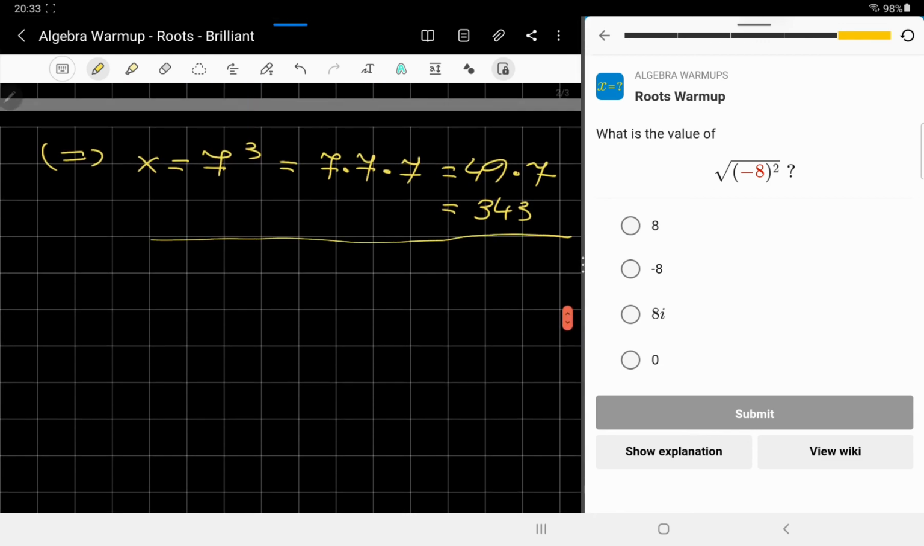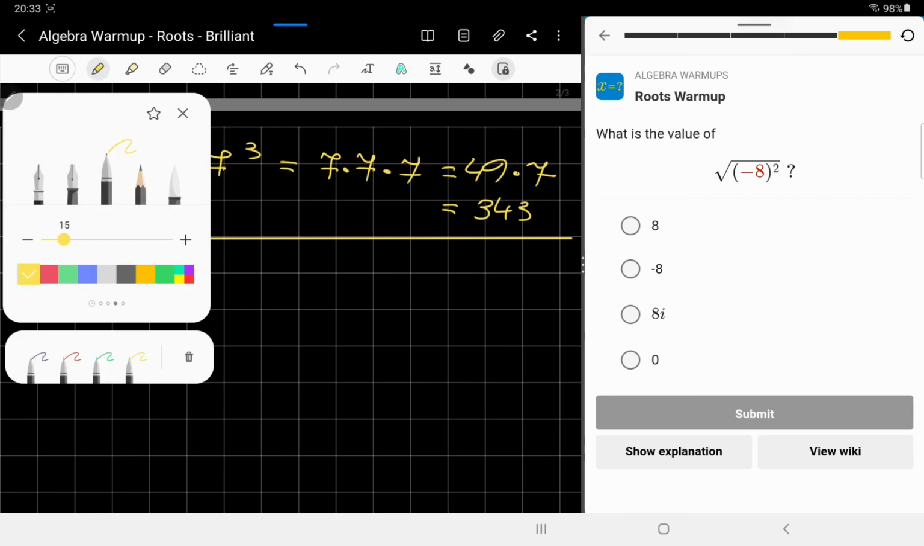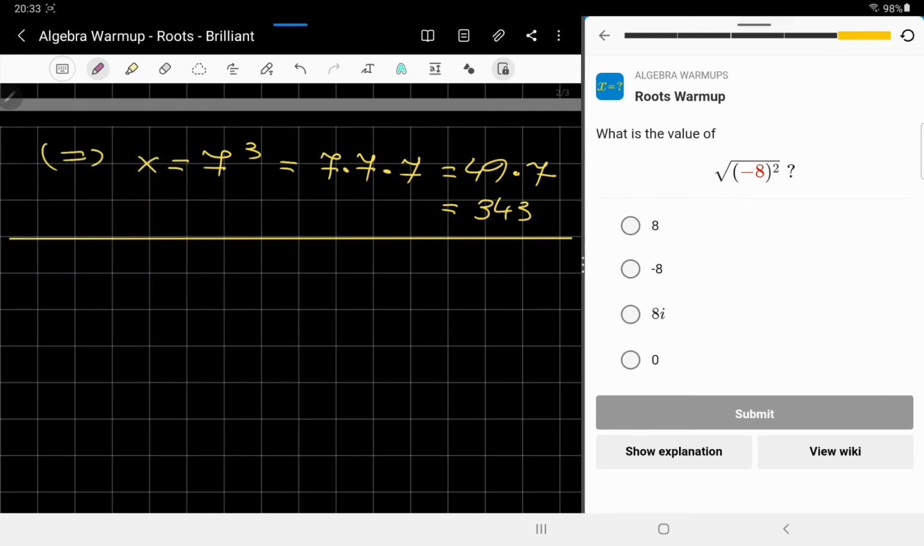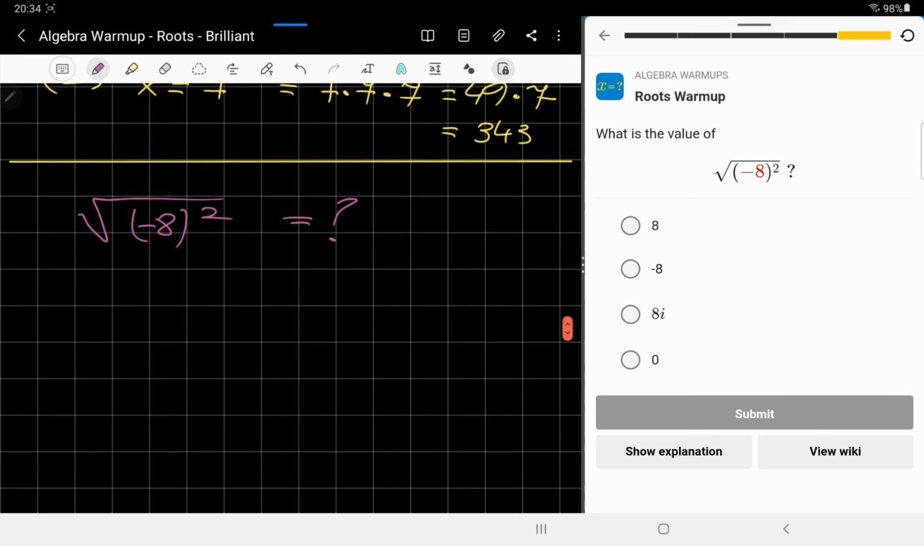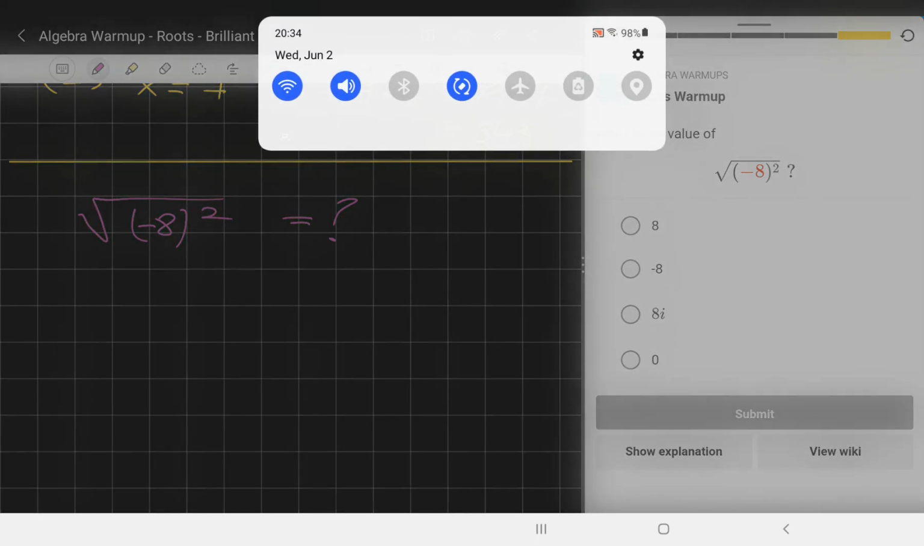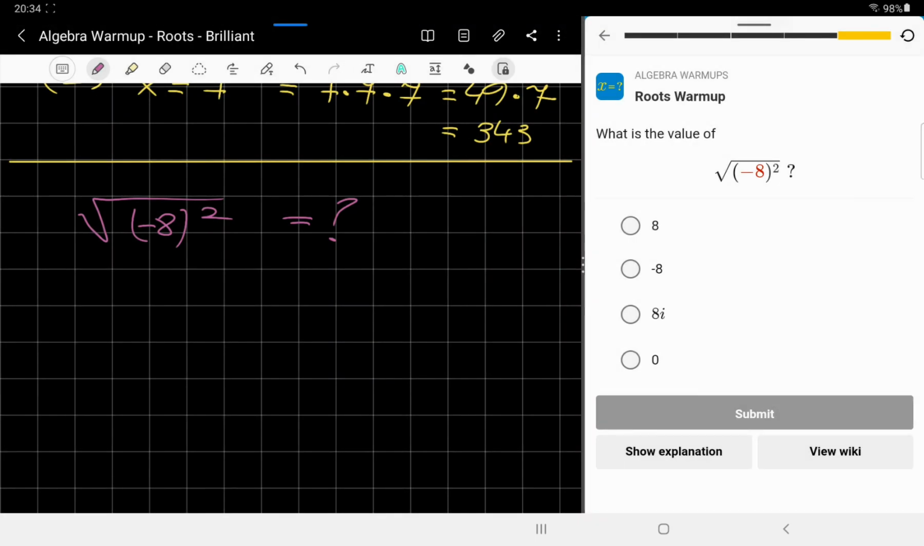All right, and the final one, I guess. Let's do red or green or pink. Let's do pink. What is the value of the square root of minus 8 squared equals what? Now this might be a little bit tricky at the very beginning, but the most... how many minutes are we in? 12 minutes. Oh my God.